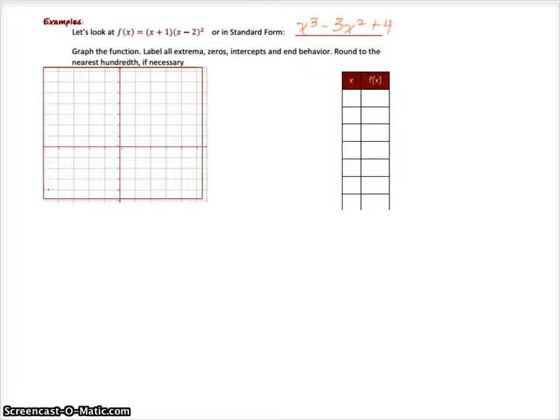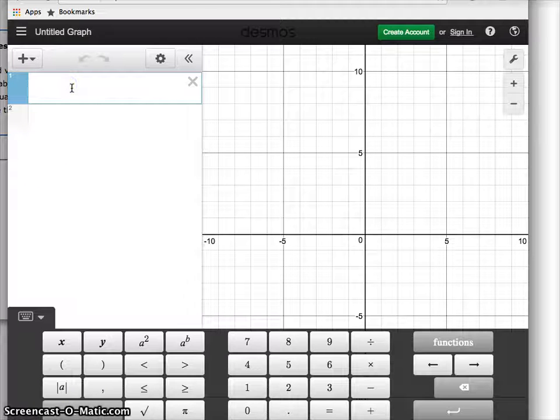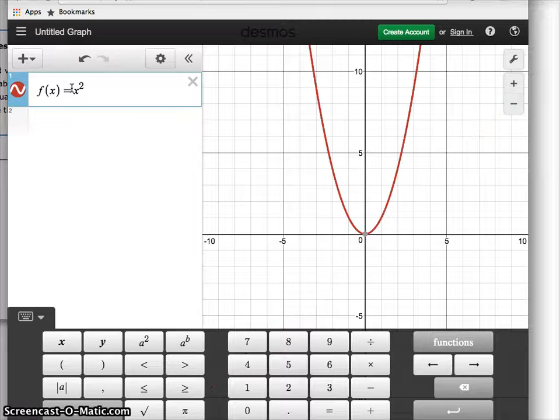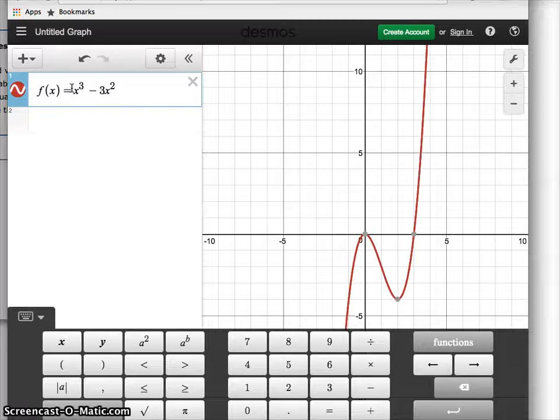So let's switch to Desmos real quick, remembering our equation. Alright, most of you remember how to use Desmos. So we're going to type the function f of x equals x cubed minus 3x squared plus 4.